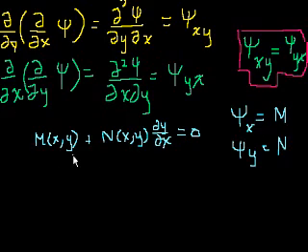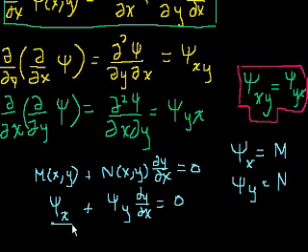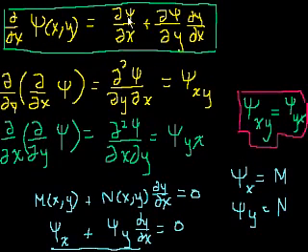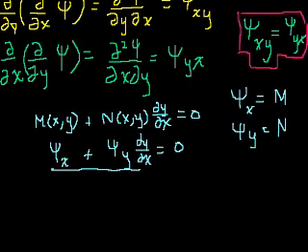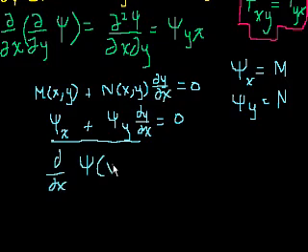If this were true, then we could rewrite this as the partial of xi with respect to x plus the partial of xi with respect to y times dy dx equal to 0. And this right here, the left side, that's the same thing as this, right? This is just the derivative of xi with respect to x using the partial derivative chain rule. So you could rewrite it as just the derivative of xi with respect to x, and xi is a function of x and y, is equal to 0.